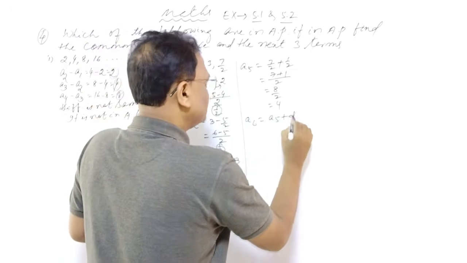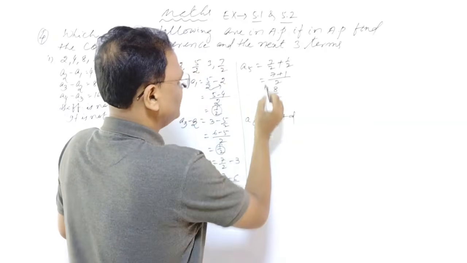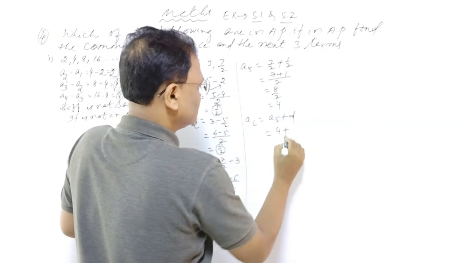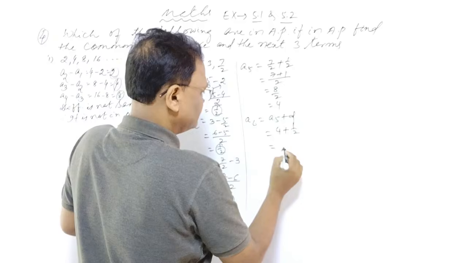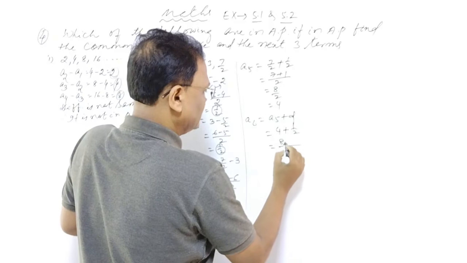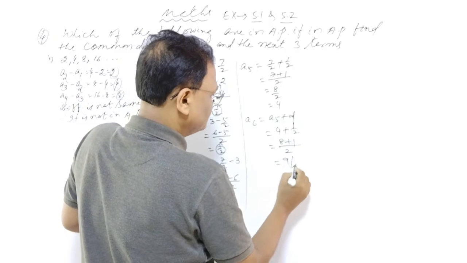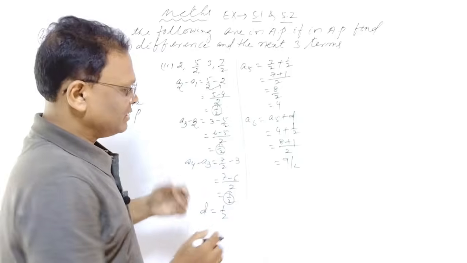A6. A6 is equal to the fifth term plus D again. So what is the fifth term? The fifth term I just got, 4, plus D, which is 1 by 2. 4 twos are 8, plus 1, which is 9 by 2. A6 over. Now the 7th term.